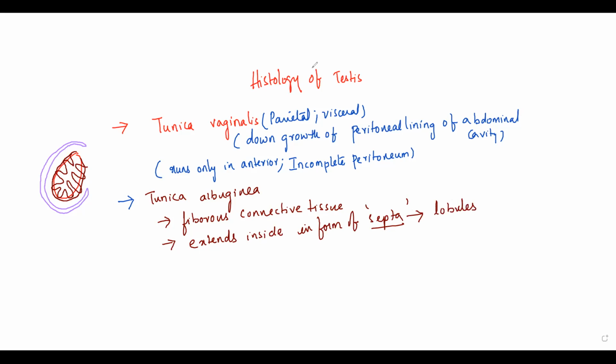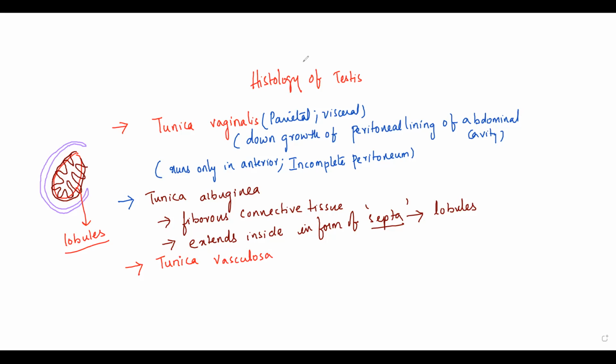So where are the lobules here? These all are the lobules that you can see. So it is dividing the testis into multiple lobules, children. But internally, even inside, you have another layer which has a rich supply of blood vessels, which is called the tunica vasculosa.